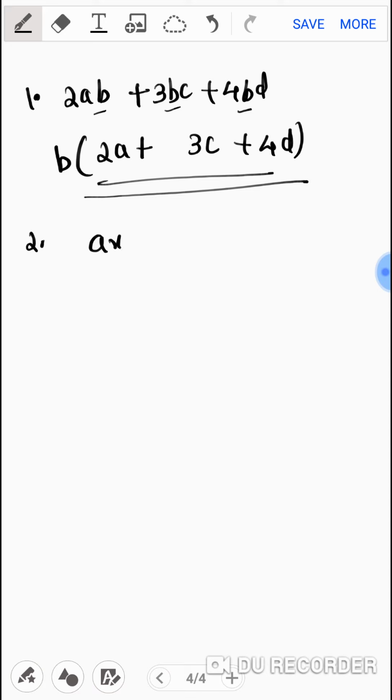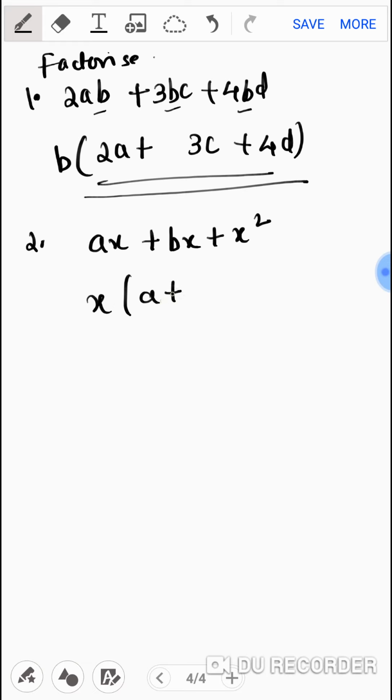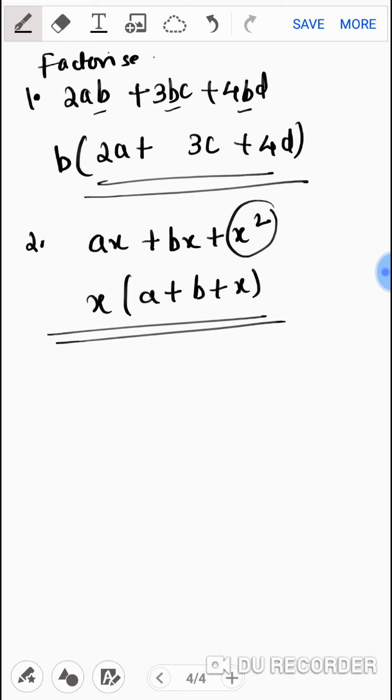Second, ax plus bx plus x square. These problems we are doing factorizing. Okay, what will we take common? x. So inside will be a plus b plus x, and that's your answer. This has 2 x's, x square means 2 x's. One x is taken common, one x will still be there.